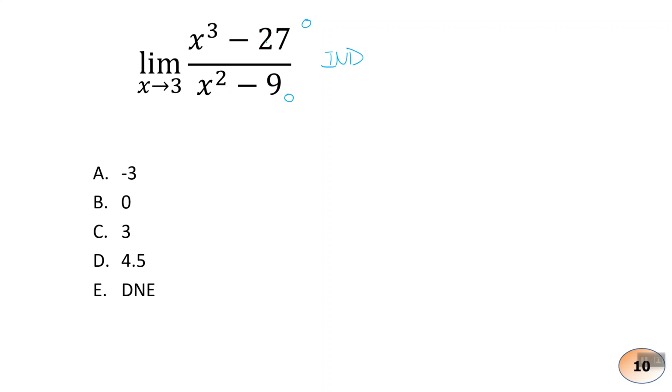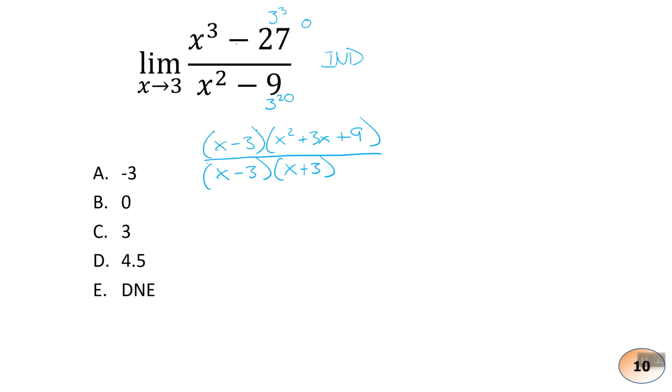All right, so we want to try and factor. This is 3 to the third, so this is the difference of cubes. So that's going to be x minus 3, x squared plus 3x plus 9 by our formula. This is x squared minus 3 squared, so this is the difference of squares, which will factor into x minus 3, x plus 3. And look, there's x minus 3 on top and bottom. That's going to cancel out. And that was our 0 over 0 that we just canceled out.